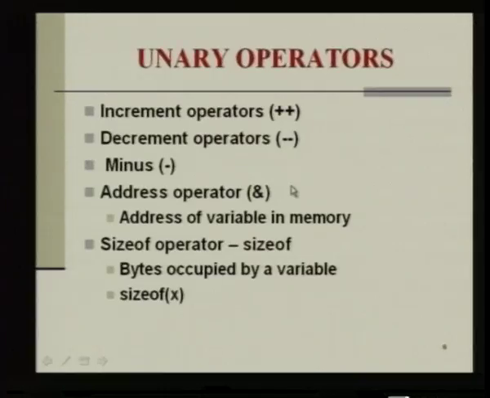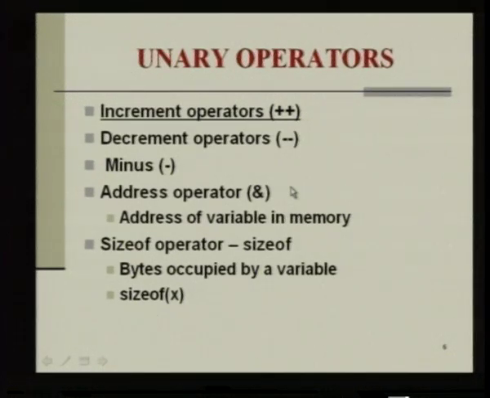Next we have what is called the unary operators. Unary operators require only 1 operand for their operation. They cannot be used for an operation on 2 values at a time. So in unary operators there are many classifications. You have increment operators, decrement operators, the simple minus sign, address operator and size of.